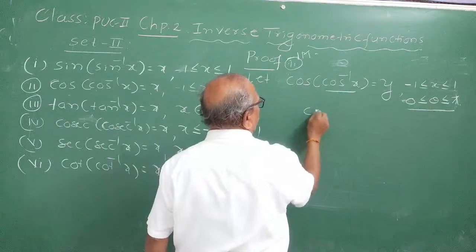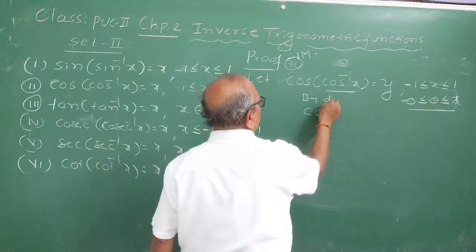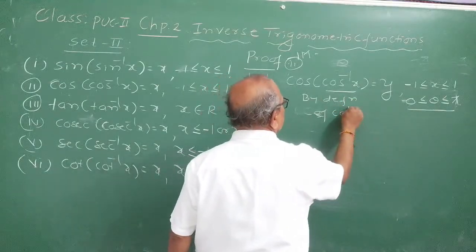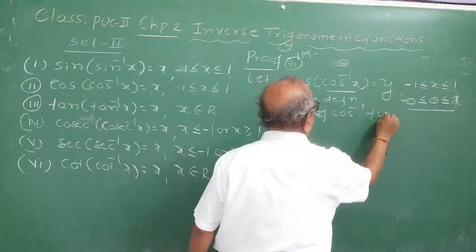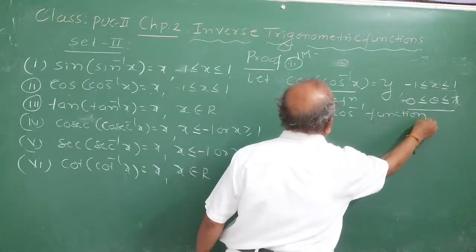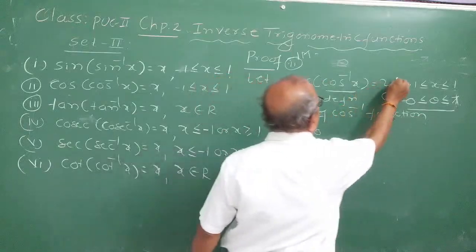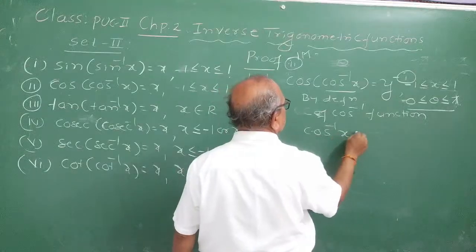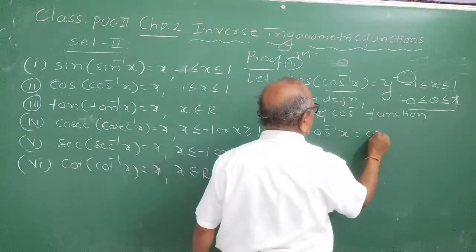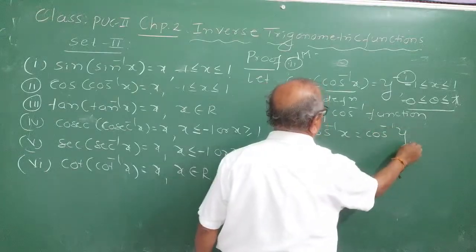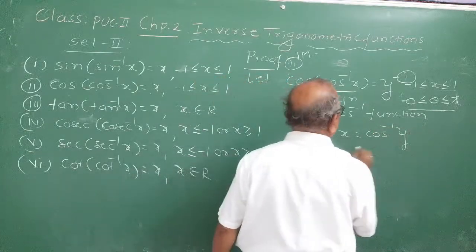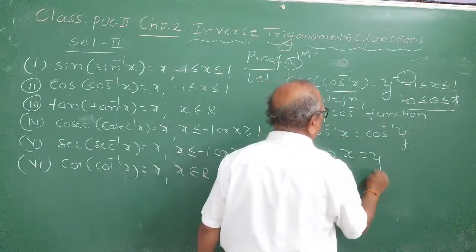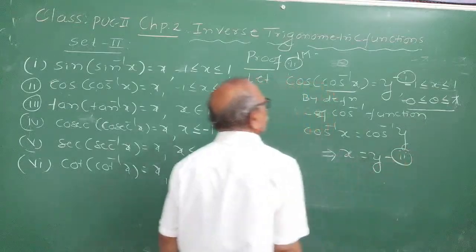In place of theta, by the definition of cos inverse function, you can write it as cos inverse x is equal to cos inverse y. Call it equation number 1. That implies when cos inverse x is equal to cos inverse y, x must be equal to y. Call it equation number 2.